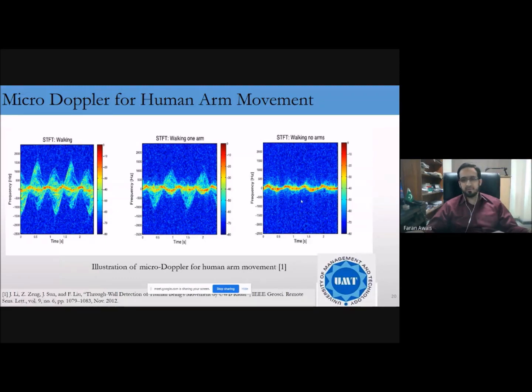So this is a plot of a human again that is walking, but it's walking without the movement of its arms. The arms are just stuck to the body. So it is not giving us a vibrational movement with that. Only it would be centered around some Doppler frequency, but there is no micro Doppler associated with that.